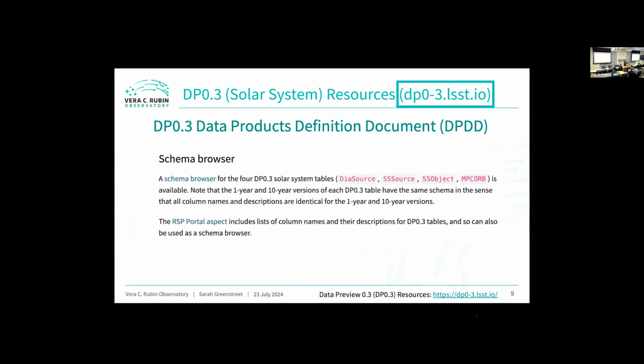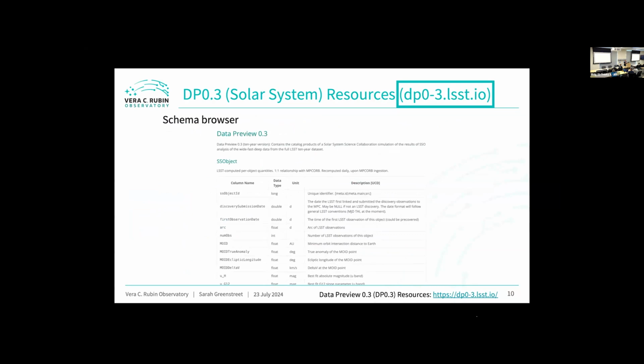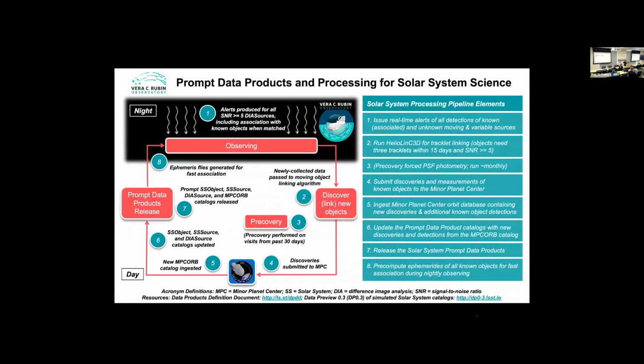So there's links to the schema browser that includes all of the detailed information about what is in each of these 4 simulated catalogs, which are kind of a scaled down version of what's going to be in the real data set. There's also this new infographic that is on here as well that illustrates the solar system processing pipeline and how the solar system related prompt data products will be getting released on a 24-hour basis. So hopefully this could be another useful resource as well.